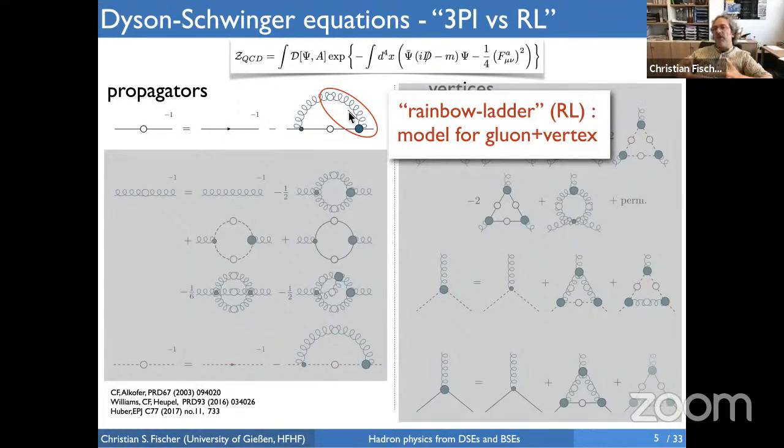And all the results that I will present you in the following are obtained in one of these 2 approximation schemes, either in the full calculation with this full scheme here, or just in this rainbow ladder approximation. And I will actually compare results from these 2 calculations. So this was probably the most technical slide in my whole presentation. So you can relax now.